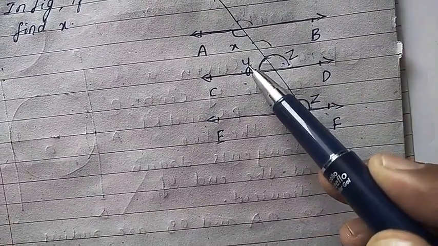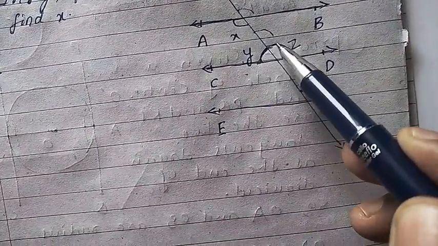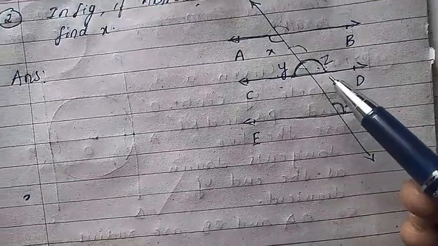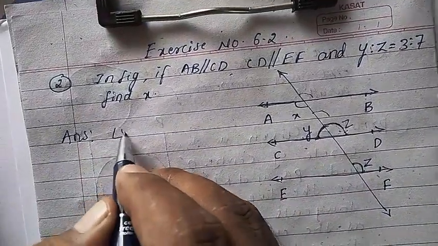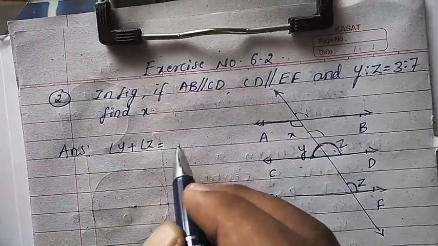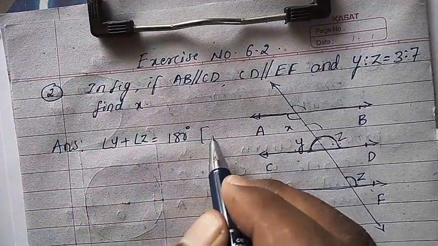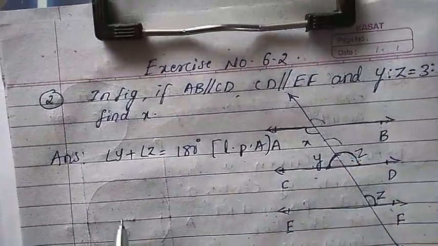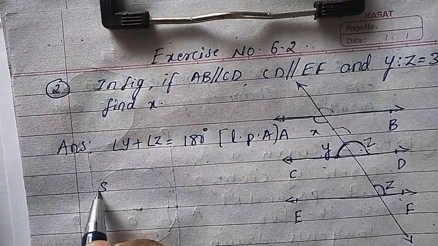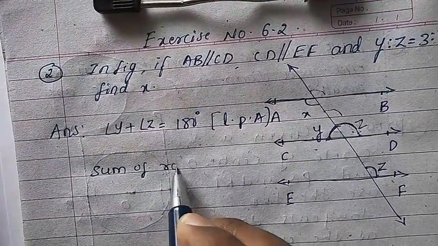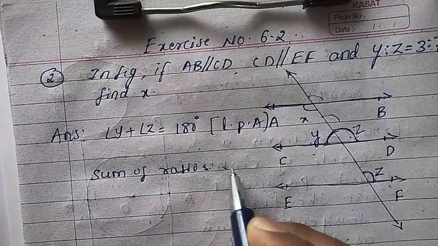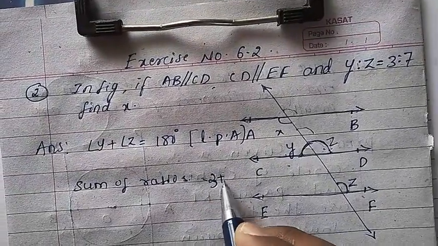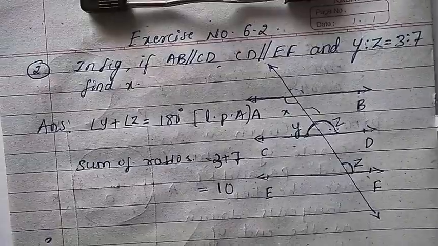Then what can you say about angle Y plus angle Z here? This is a linear pair. I hope you understood this one. So this is also Z. So how to find here? See here. Angle Y plus angle Z is equal to 180 degrees because of linear pair angles. Clear? Now see that they have given a ratio. Then first find the sum of ratios. How much have they given? 3 plus 7 is equal to 10. Sum of ratios is 10.